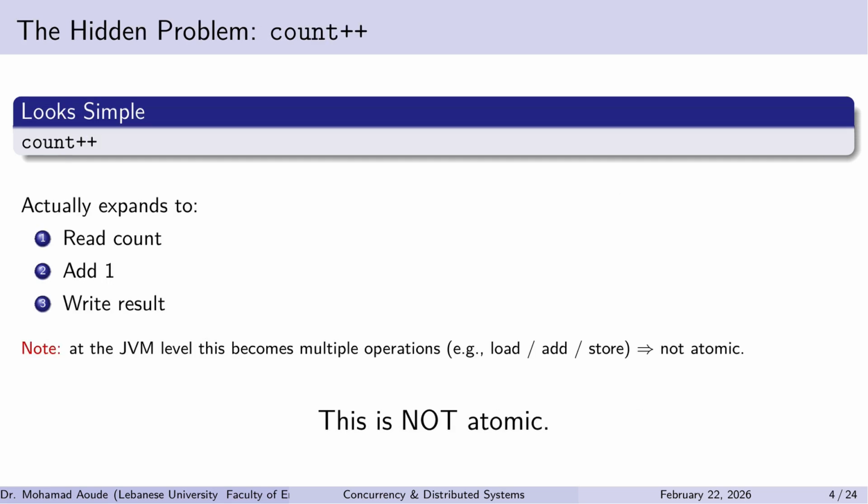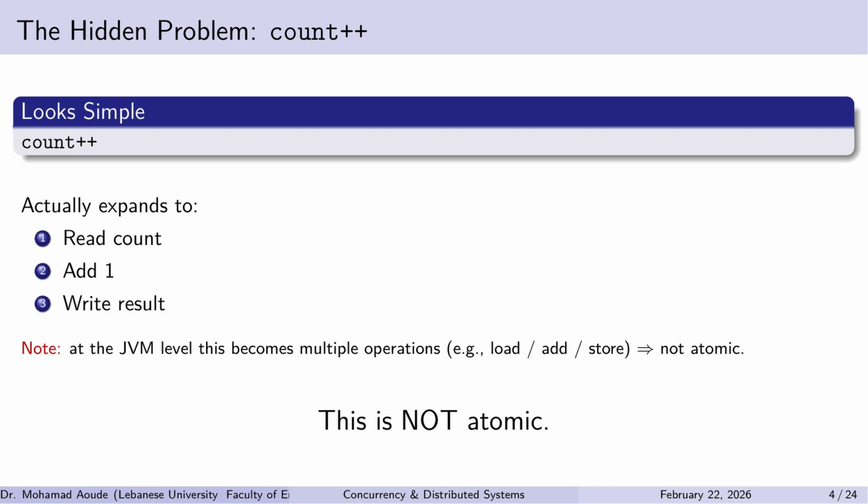Now we examine a dangerous illusion. Count plus plus. At the source level, one statement. At the bytecode level, load, increment, store. At the hardware level in x86 machine, move, inc, move. 3 separate instructions. These can interleave with instructions from another core. Atomicity is not a language property. Atomicity is a synchronization property.